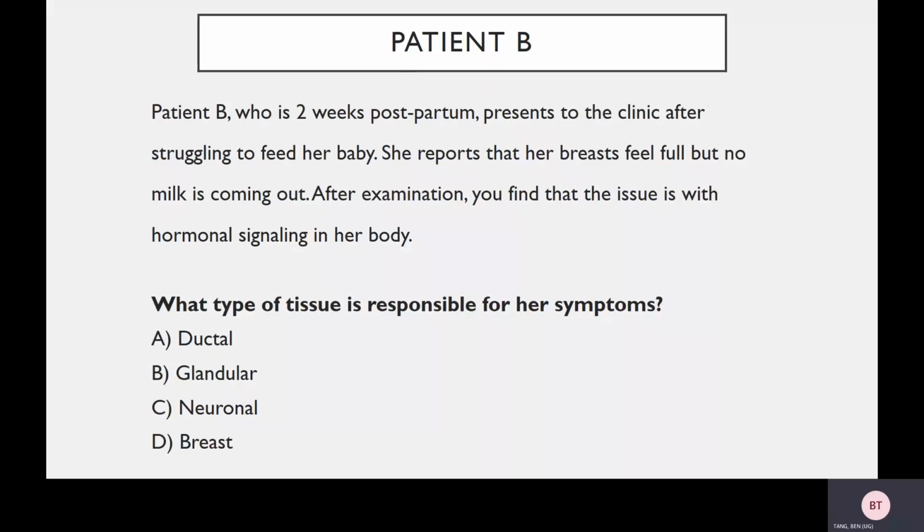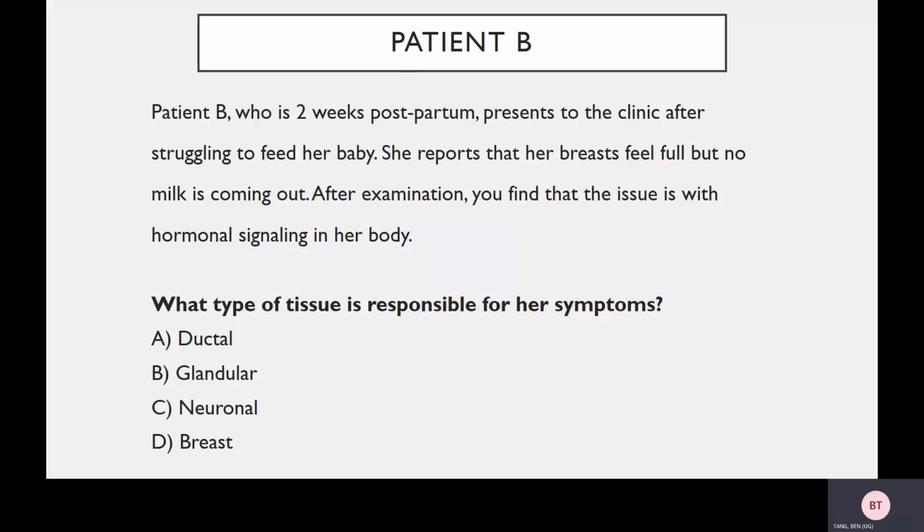Next, we have patient B, right? Patient B, who's 2 weeks postpartum, so she gave birth 2 weeks ago, presents to the clinic after struggling to feed her baby, which is pretty common for a number of reasons, right? However, she reports that her breasts feel full, but no milk was coming out. After examination, you find that the issue is with hormonal signaling in her body.